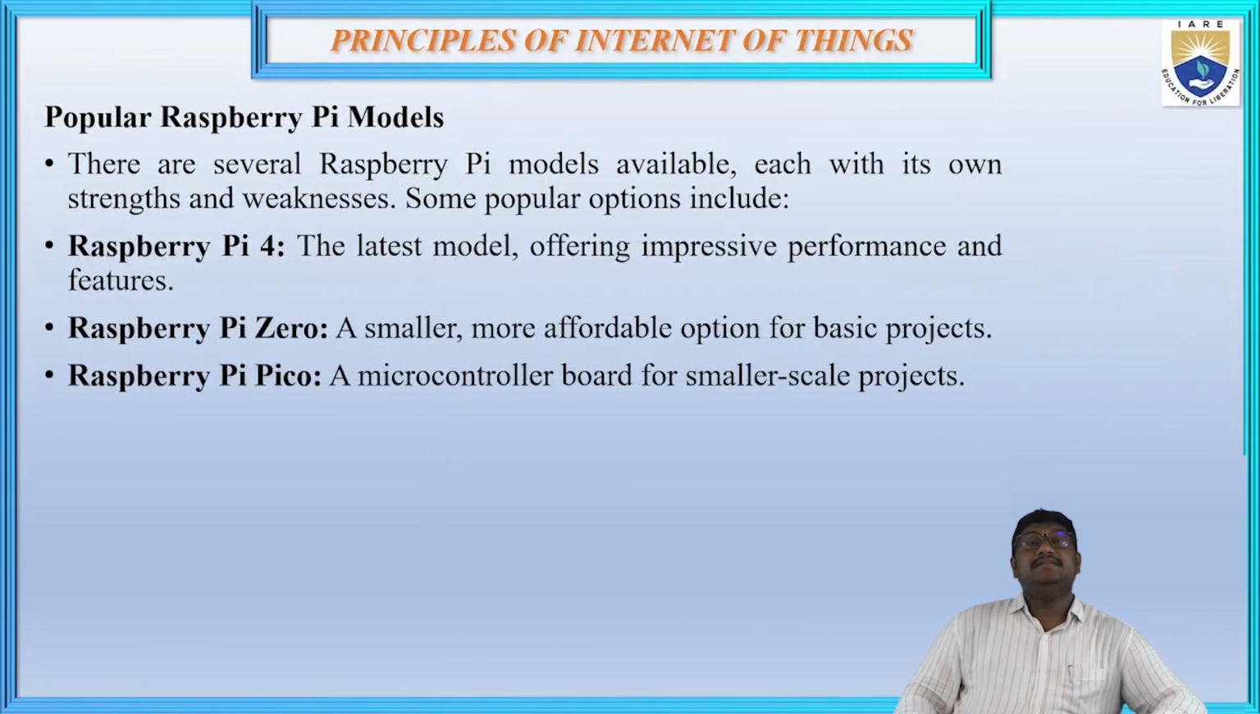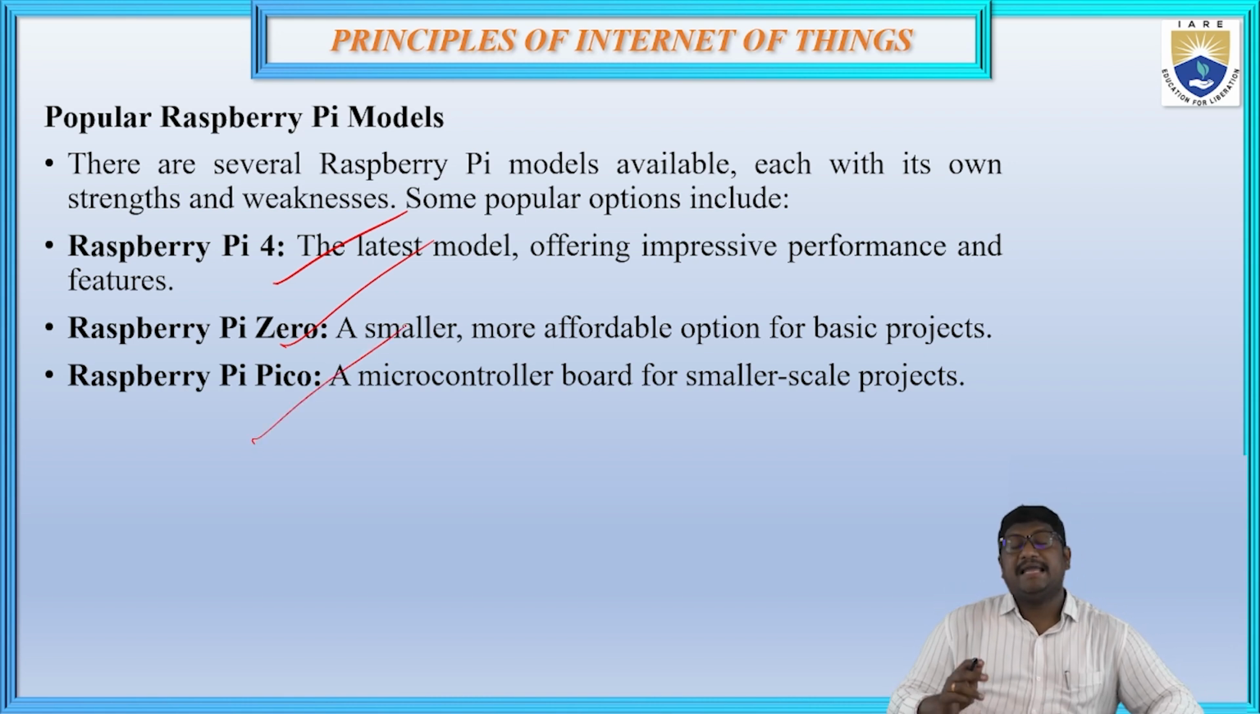What makes the Raspberry Pi models popular? There are several Raspberry Pi models available in the market, each with its own strengths and weaknesses. Raspberry Pi 4 is the latest model, which offers impressive performance and features. Raspberry Pi Zero is a smaller and affordable option for basic projects. Raspberry Pi Pico is a microcontroller board for smaller scale projects.